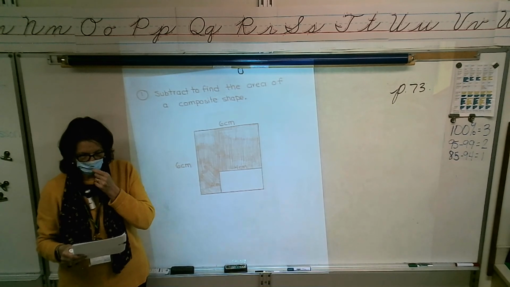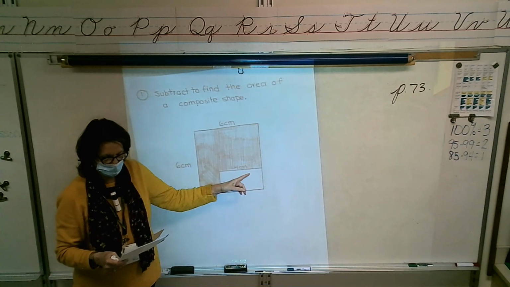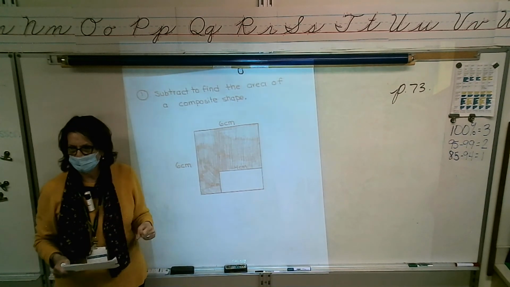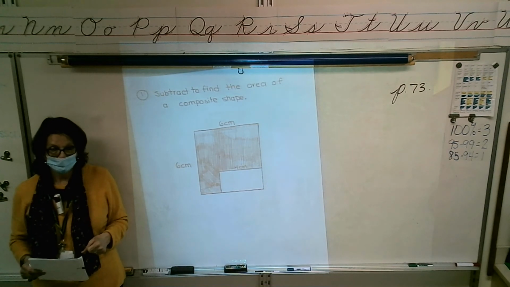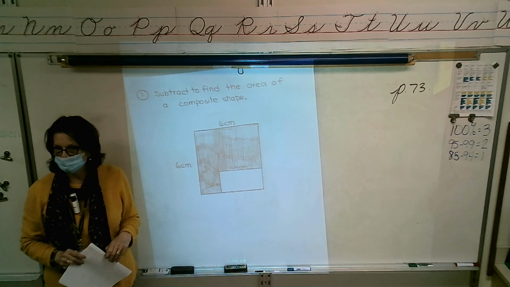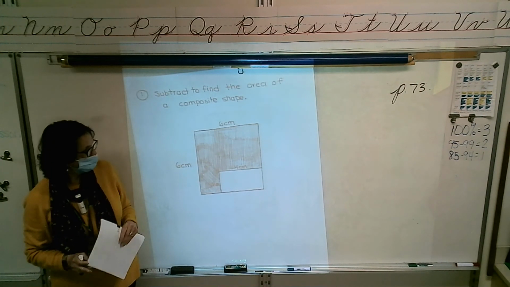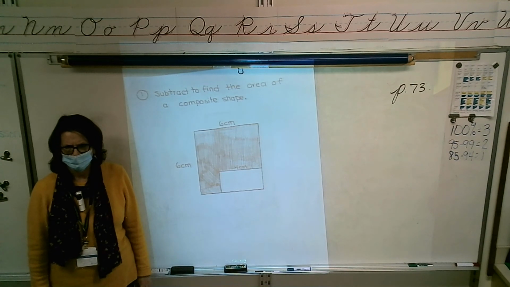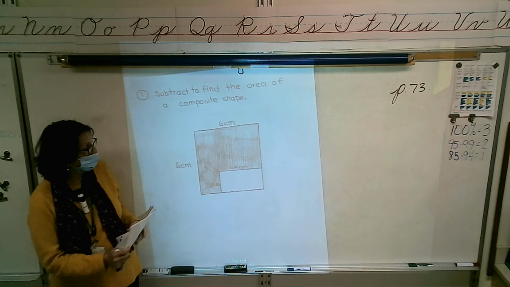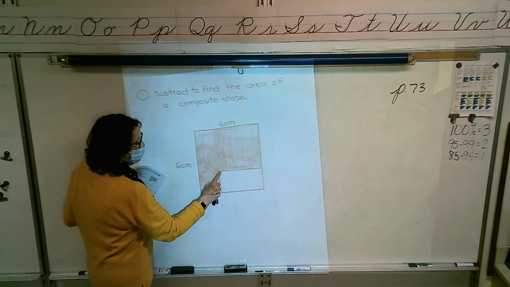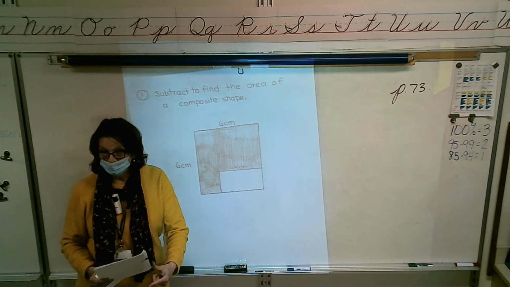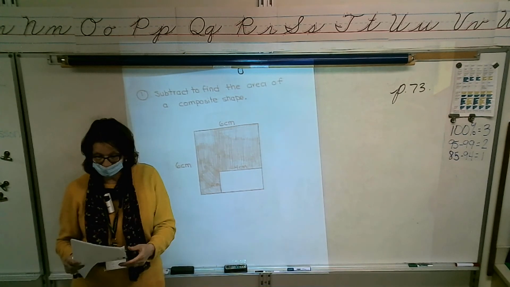So let's think about it. We have a big rectangle, and then we have a smaller rectangle that is kind of cut out. How could we find the area of the gray part of that shape? Cool. You can multiply the side lengths of the big rectangle. If we find the area of this, and then we find the area of the white part, we can subtract the white part, and we'll be left with the gray part. It's another whole concept, isn't it?